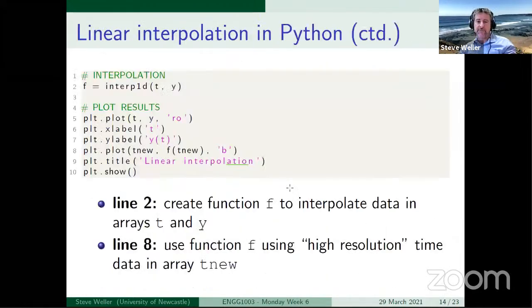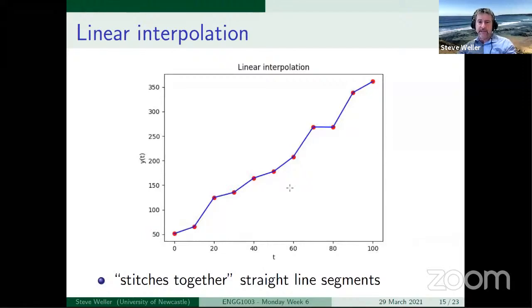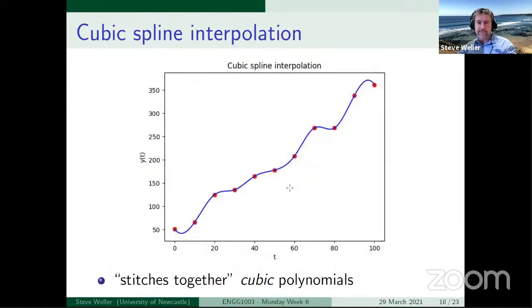Let me go backwards and forwards between them. Here's linear interpolation, page 15. Same data set, page 18, with a cubic spline interpolated through it. So it's a much smoother interpolation. It doesn't explain the data. That's not its role. It basically just connects the dots in a smooth way. And the smoothness is important.